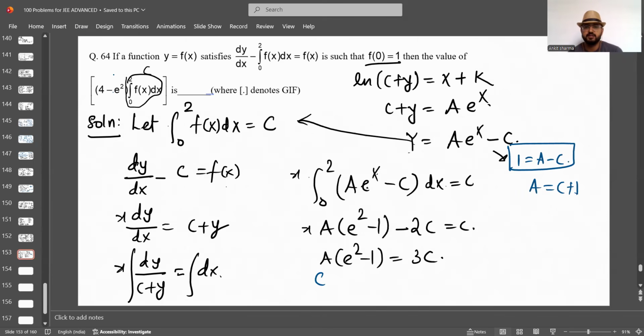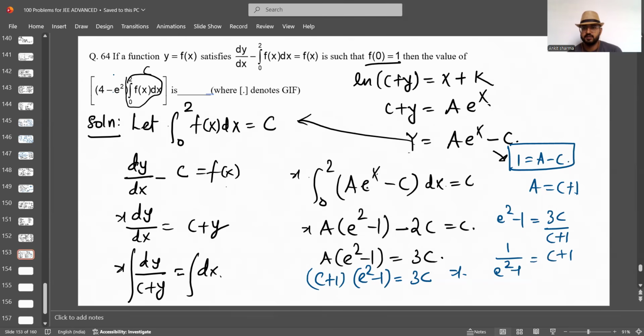Let's plug in here. So I get (c plus 1)(e square minus 1) is equal to 3c. So which means e square minus 1 is equal to 3c upon c plus 1. We can invert this. So we have 1 over e square minus 1 is equal to (c plus 1) over 3c, and then 3 will be here. And now we'll break it. So I get 1 over c is equal to 3 over e square minus 1, then minus 1.